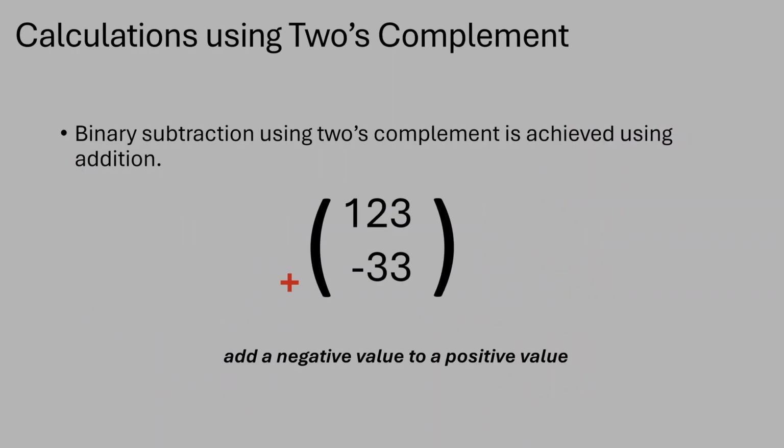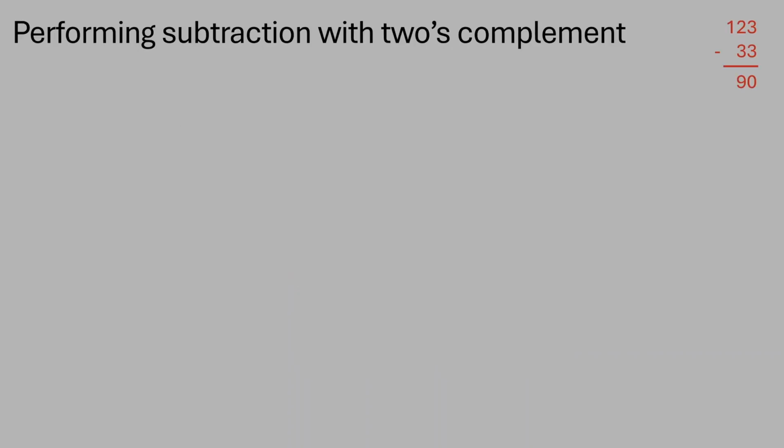Okay, now when we're doing subtraction in 2's complement, we're essentially doing addition. So we're adding a negative number to a positive number. That has the same effect as you and I might do a subtraction on paper. So up on the right hand corner here, we've got the calculation that we're doing. We're trying to do 123 subtract 33, and we expect the answer to be 90.